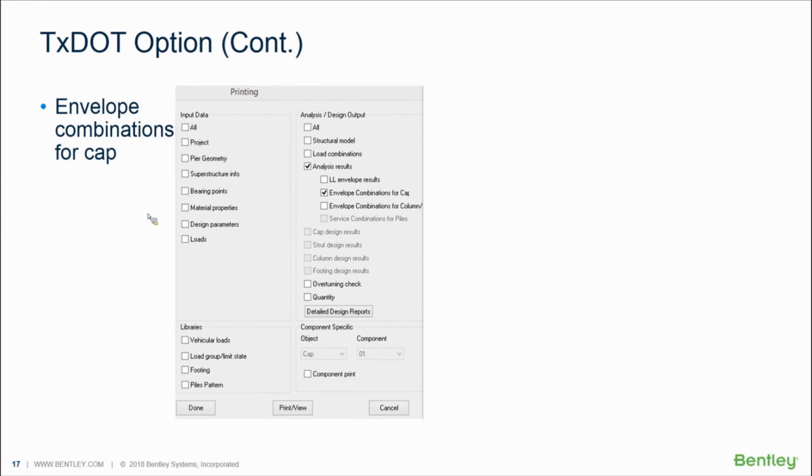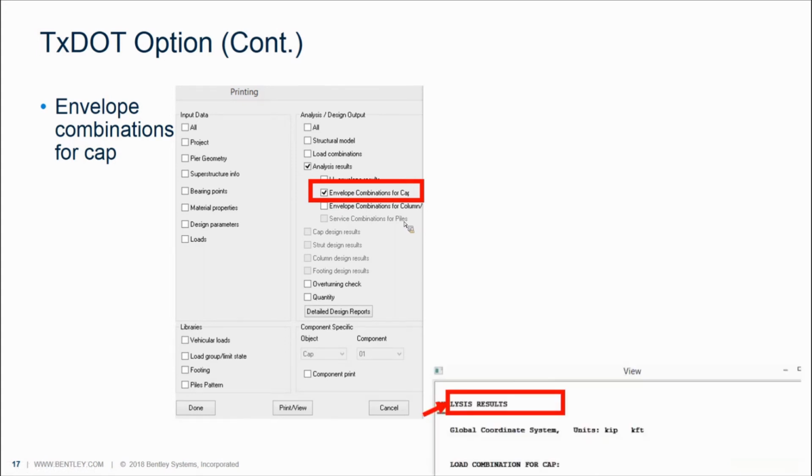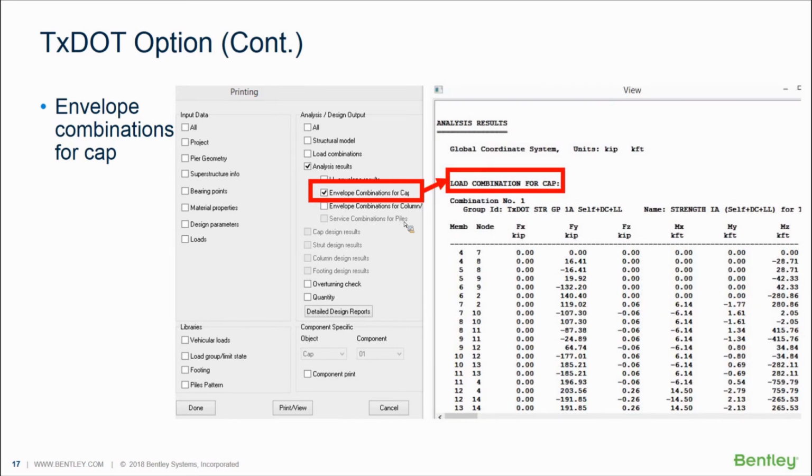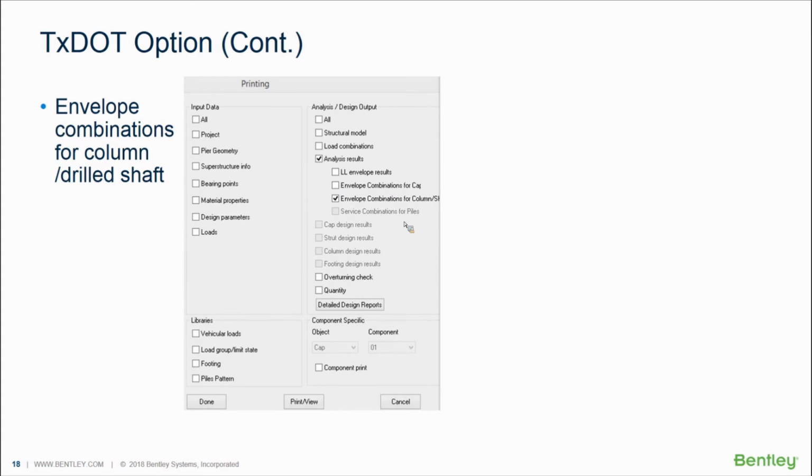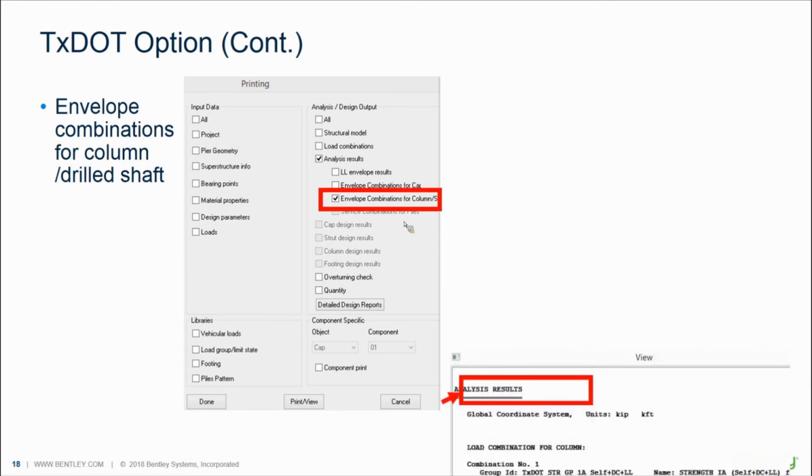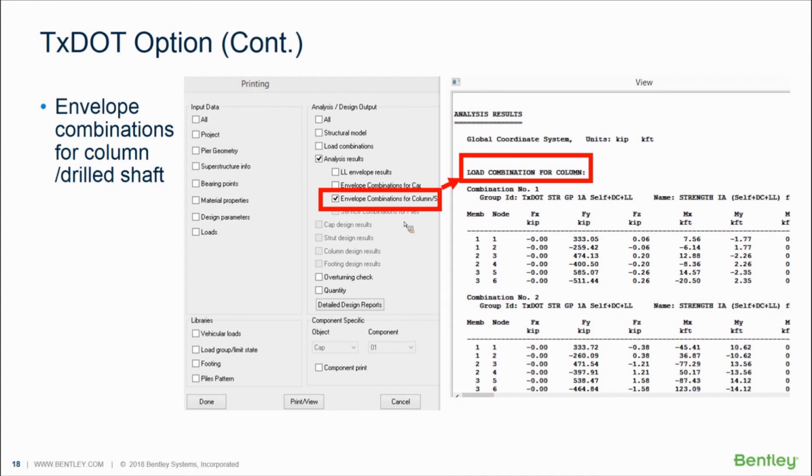When the Texas option is selected, the results of the cap and the columns will be separated. So in the printing window, you need to check the envelope combinations for cap. Then you will see the envelope results for cap only. Then for column and drill shafts, you need to check the envelope combination for column and shaft, and then you will see the results for column and shafts accordingly.